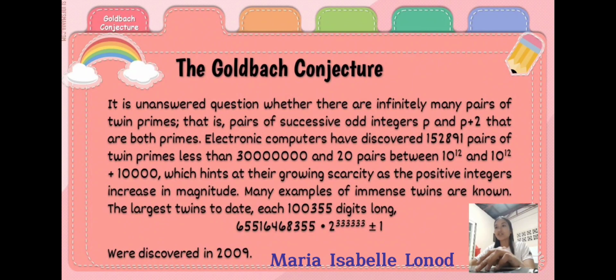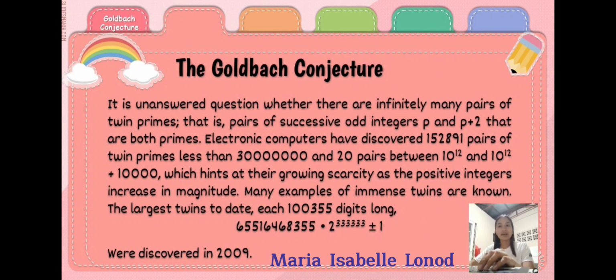It is an unanswered question whether there are infinitely many pairs of twin primes. That is, pairs of successive odd integers p and p plus 2 that are both primes. So electronic computers have discovered 152,891 pairs of twin primes less than 10 to the power of 12, and 13,020 pairs between 10 to the power of 12 and 10 to the power of 12 plus 10,000, which hints at their growing scarcity as the positive integers increase in magnitude.